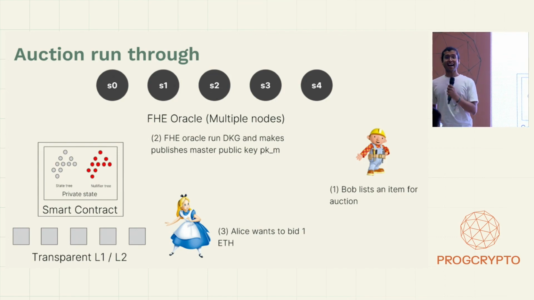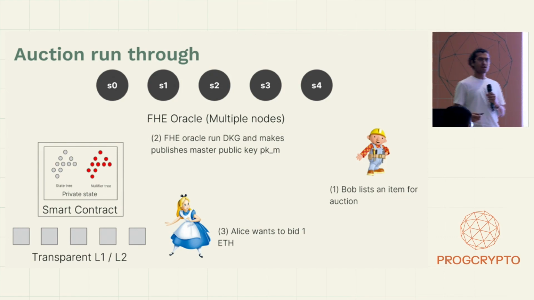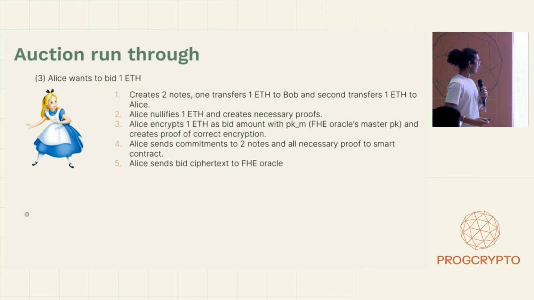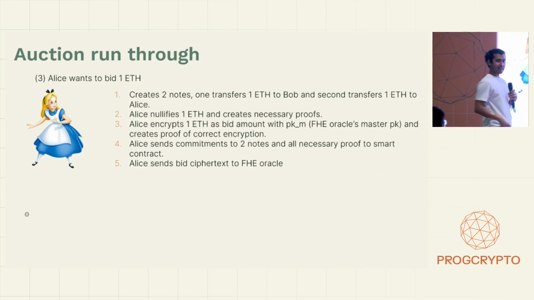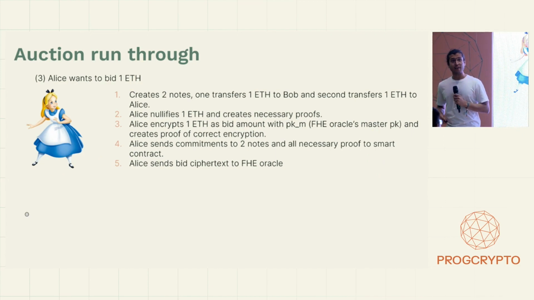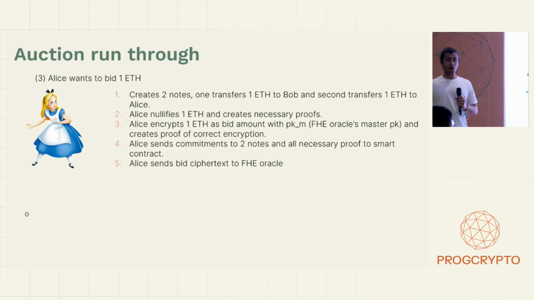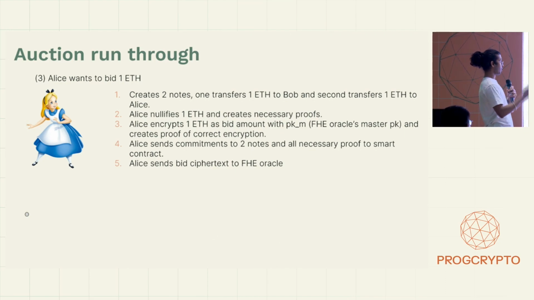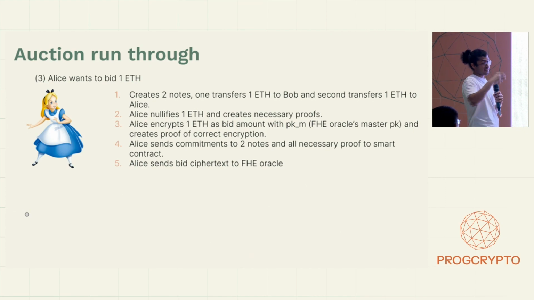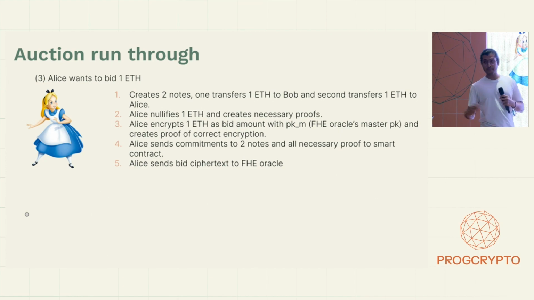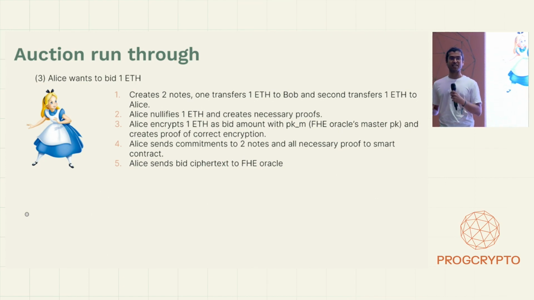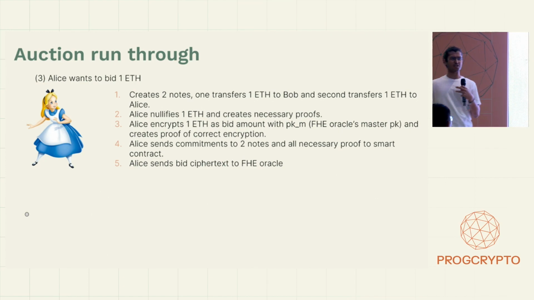And then we have Alice. Alice wants to bid 1 ETH. So what should Alice do? Well, Alice first creates 2 nodes. First is a transfer of 1 ETH from herself to Bob, that is the seller of the auction. And the second one is a 1 ETH transfer to herself. And then she makes necessary proofs for the nullifier. She nullifies 1 ETH from a state and makes necessary proofs.